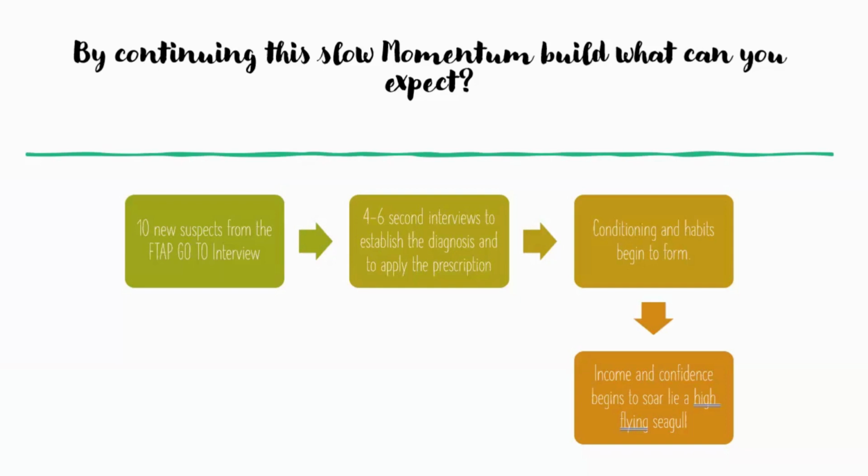10 new suspects from the FTAP go-to interview, 4 to 6 second interviews to establish the diagnosis and apply the prescription. What's that mean?